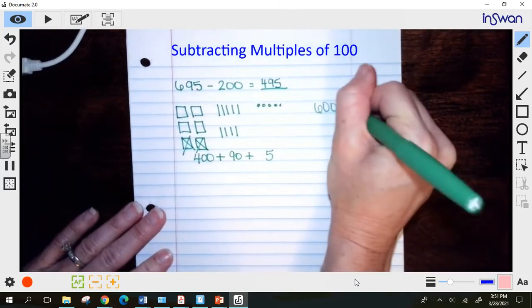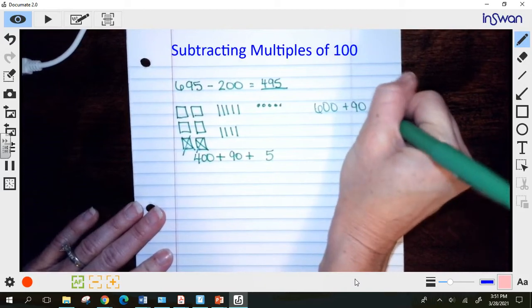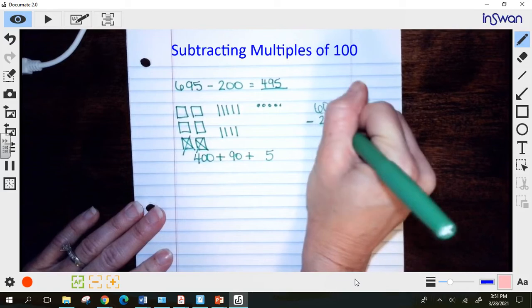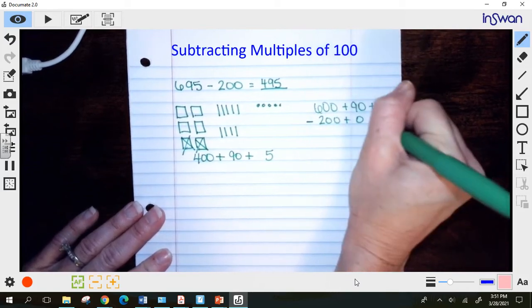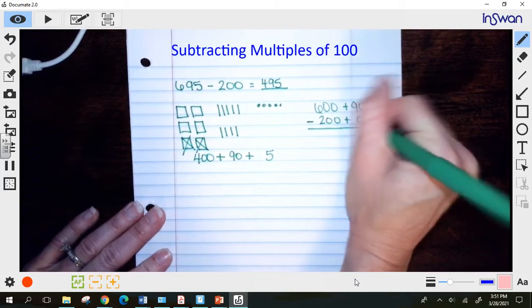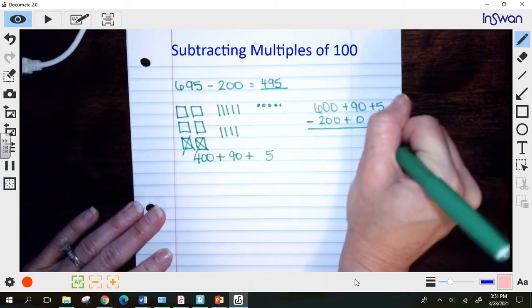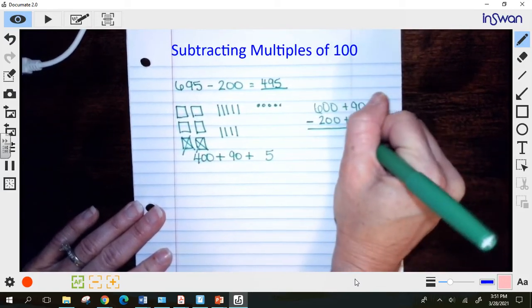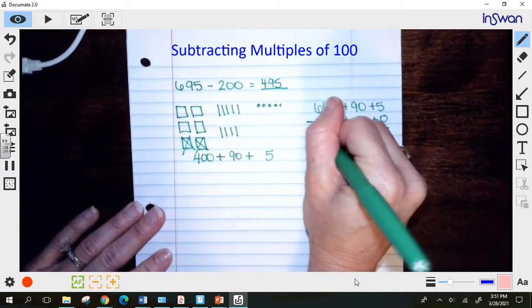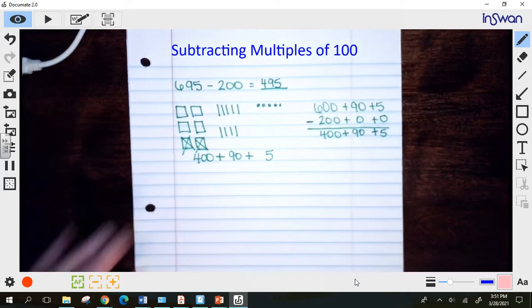All we're doing mentally is thinking through this expanded form right here. When I see it in this expanded form, it makes it really easy. I know that I took nothing away from 5, so it stayed. I took nothing away from 90, so it stayed the same. 600 minus 200 is 400.